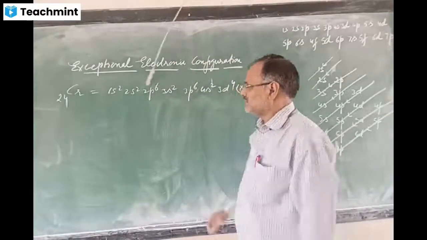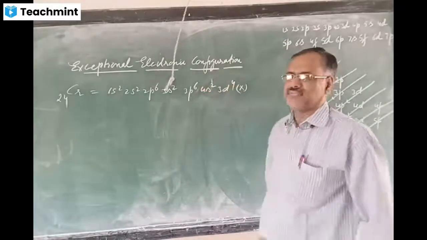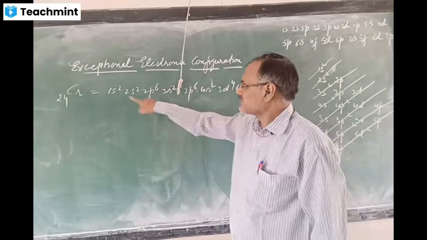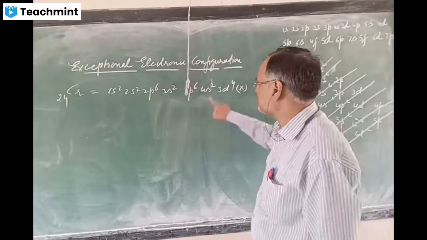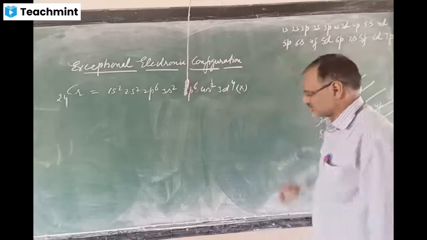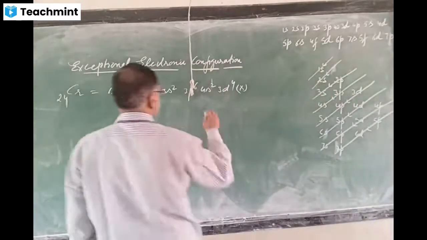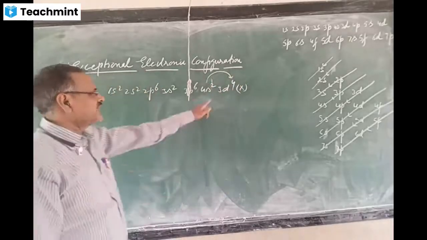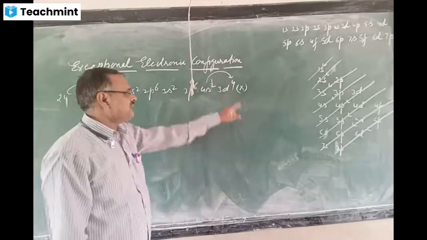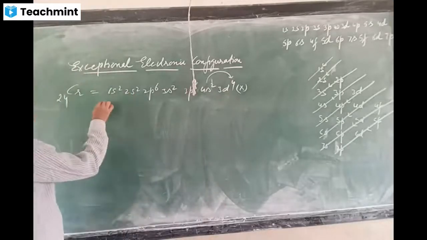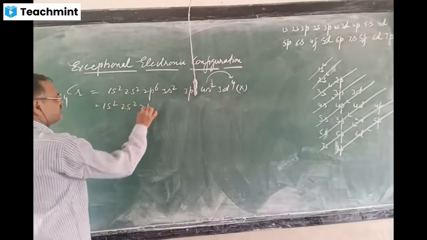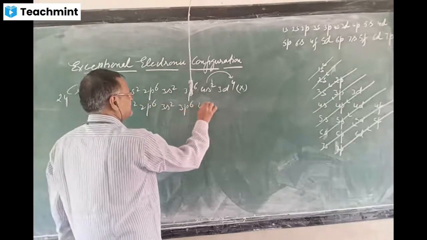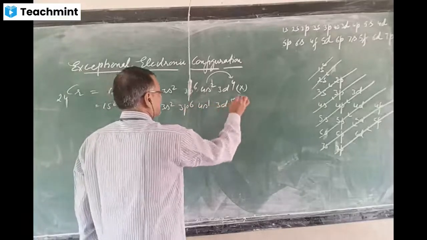So we will discuss exceptional electronic configuration. First of all, for chromium it is written 1s2, 2s2, 2p6, 3s2, 3p6, 4s2, 3d4. This is wrong. What will happen? One electron is transferred from 4s2 to 3d4. In this way, a half-filled orbital will be developed. So it becomes 1s2, 2s2, 2p6, 3s2, 3p6, 4s1, 3d5.